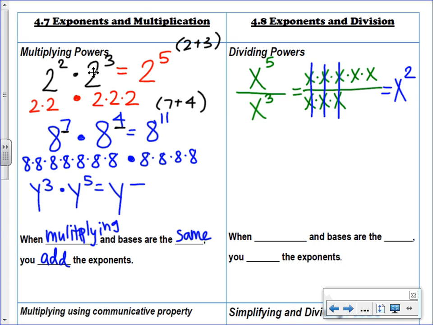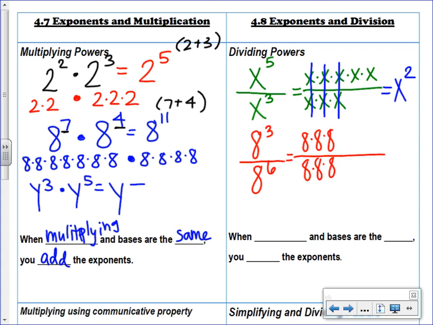So let's try another one. Let's try 8, I don't know why I keep using 8, sorry. 8 to the 3rd over 8 to the 6th. So that's 1, 2, 3 on top, 1, 2, 3, 4, 5, 6 on the bottom. So you cancel them out. Cancel, cancel, cancel. Now look at where the 8s are. They have to stay where they are. So they have to stay on the bottom.